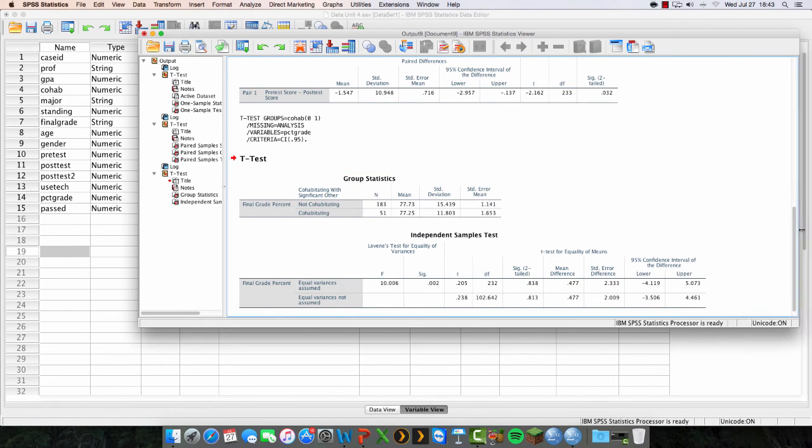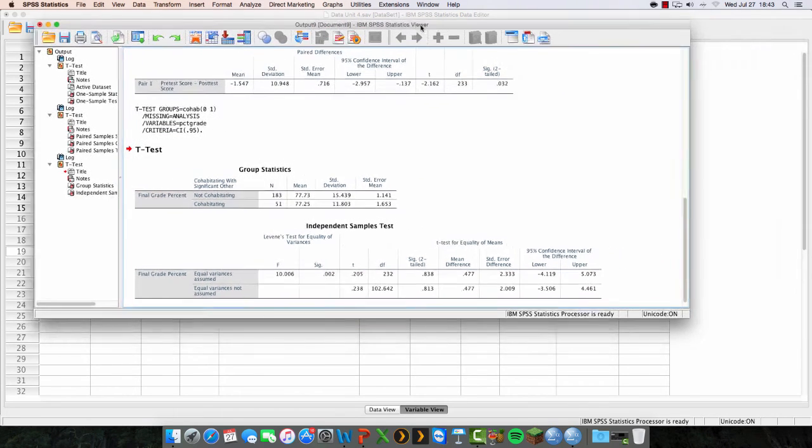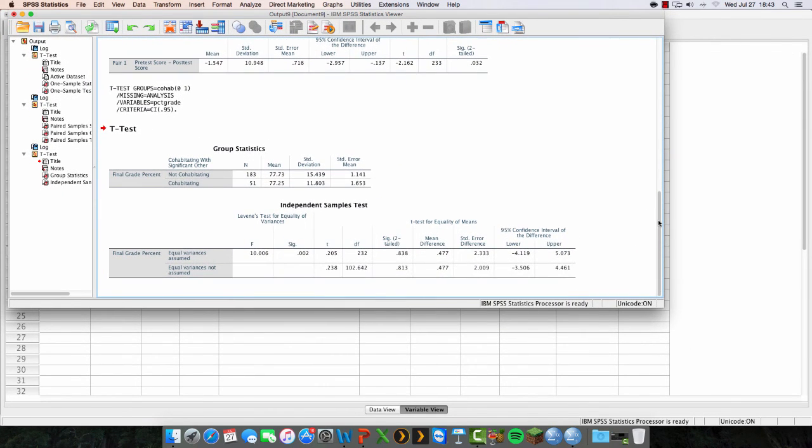Now this gives us a big old table. It's got a lot of information, but only a few pieces of it we really need for our purposes. Let's see, what are the sample sizes? Not cohabitating, 183. Cohabitating, 51. What's the mean percent grade for those not cohabitating? 77.73. And the mean for those cohabitating? 77.25. That seems pretty close.